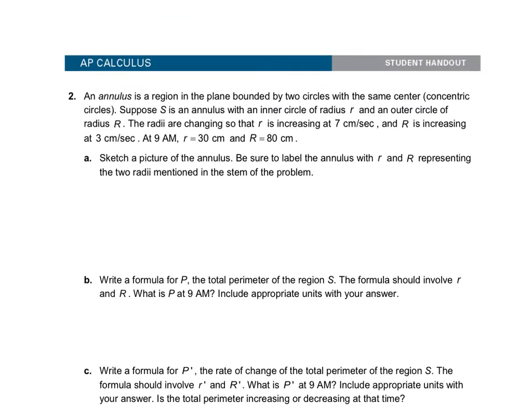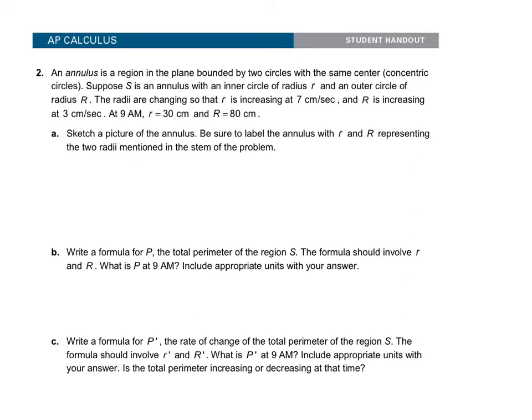An annulus is a region in a plane bounded by two circles with the same center, concentric circles. Suppose S is an annulus with an inner circle of radius little r and an outer circle of radius big R. The radii are changing so that r is increasing at 7 centimeters per second and big R is increasing at 3 centimeters per second. At a certain time, 9 a.m., they give you the radii of each. So sketch a picture.